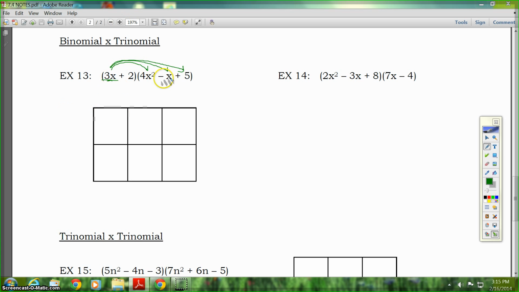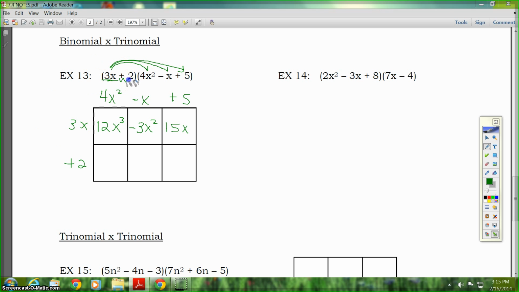And again, I have 3 by 2, so my trinomial with the 3 terms is going to go on top. So I'm going to have 4x squared minus x plus 5 along the top, and then my 3x and my positive 2 go along the side. And then I can multiply those together. So I get 4 times 3 is 12x to the third power. Negative x times 3x is going to be negative 3x squared. And 3x times 5 is going to give me 15x, which is what I would get if I did the distributive property up here at the top.